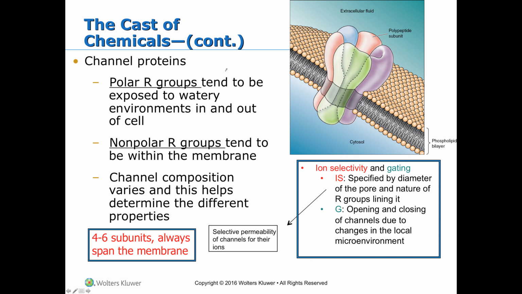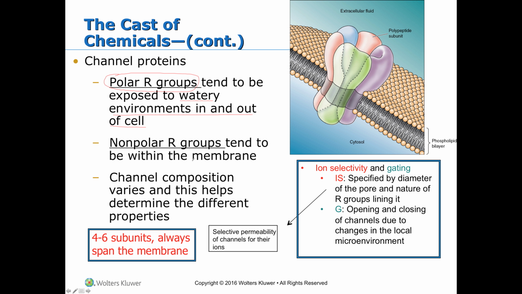So channel proteins are what help to allow for ions to actually be able to come into the cell, into and or out of. So polar R groups, so R groups that are going to be attracted to water, tend to be exposed to the watery environments in and out of the cell.